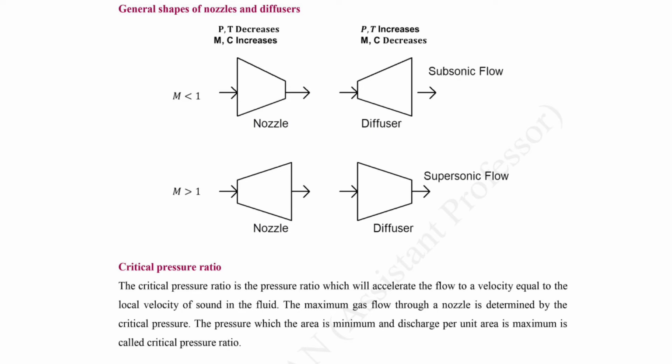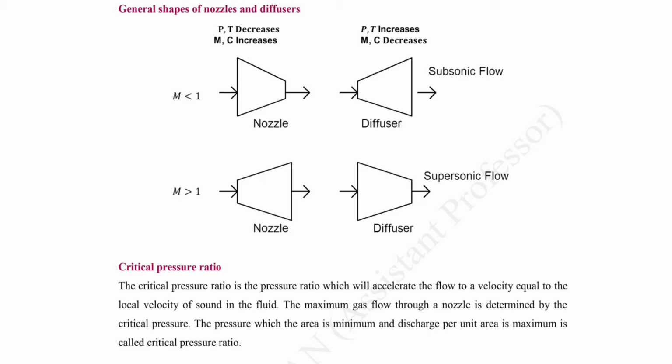Here the diffuser has a vital role. The diffuser will have a small entrance and big exit where we can get the supersonic flow. If you see, the Mach number value will be greater than 1, the diffuser entrance area is higher than the exit area, where we can achieve a supersonic flow.